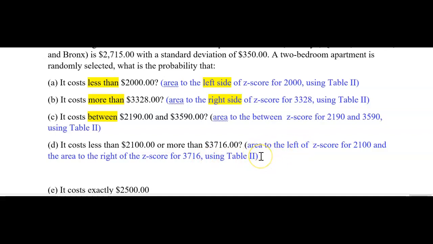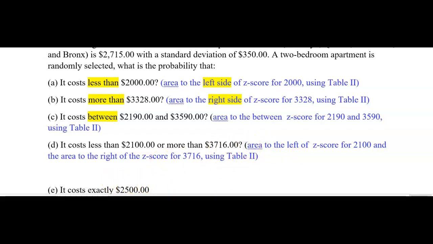I had to pause the video because I had to stop it to do something, and I know there's going to be a little jump here. So let me redo part D. How do we find the probability that the apartment costs less than 2100 or more than 3716? We need to find the z-score for 2100 and find the area to the left of that z-score on table 2, and then find the z-score for 3716 and find the area on the right side of that z-score on table 2, and then add the results.